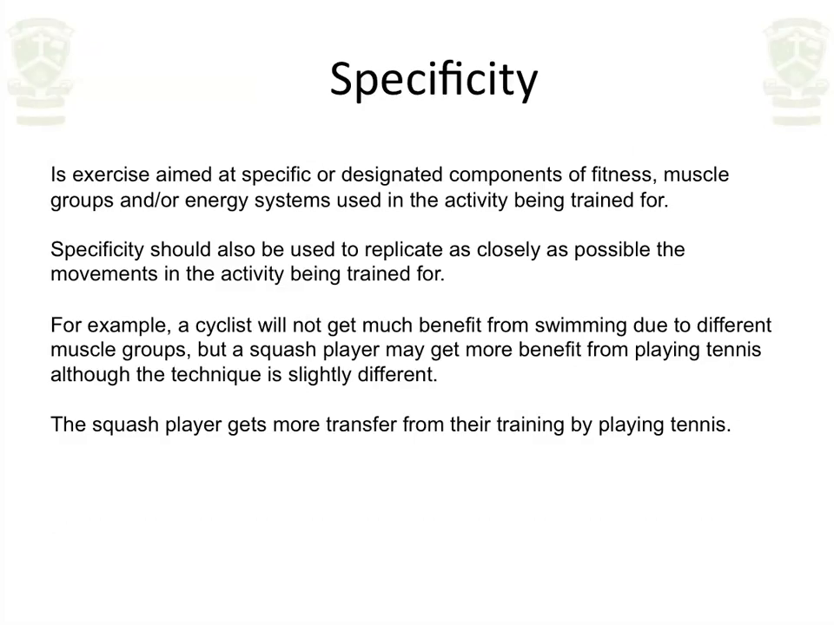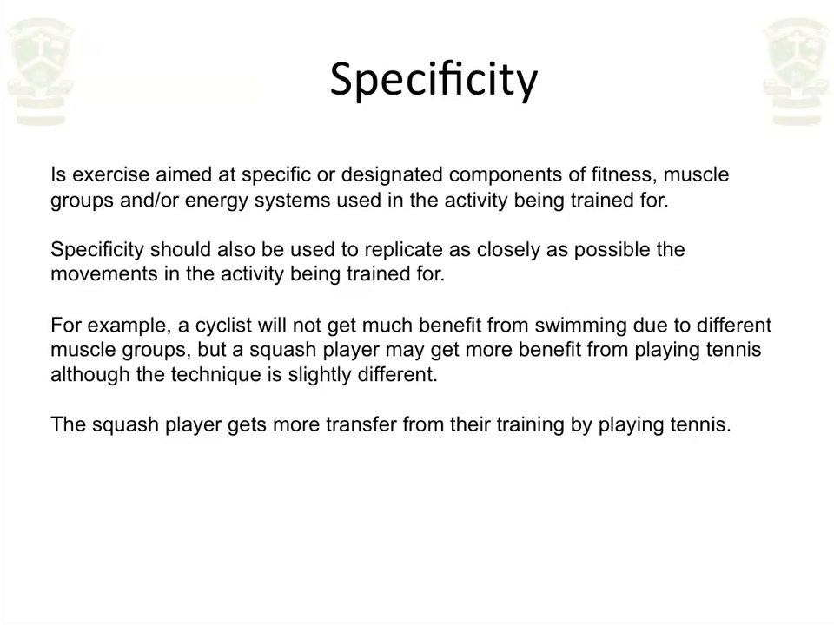Specificity. What we're looking at here is that training needs to be specific to the sport that we're training for, and also to the energy systems as well as the muscles that are being used within that sport. So, for example, here we've got the cyclist. A cyclist will not get much benefit from swimming due to different muscle groups that are being used. But a squash player may get more benefit from playing tennis, although their technique is slightly different.